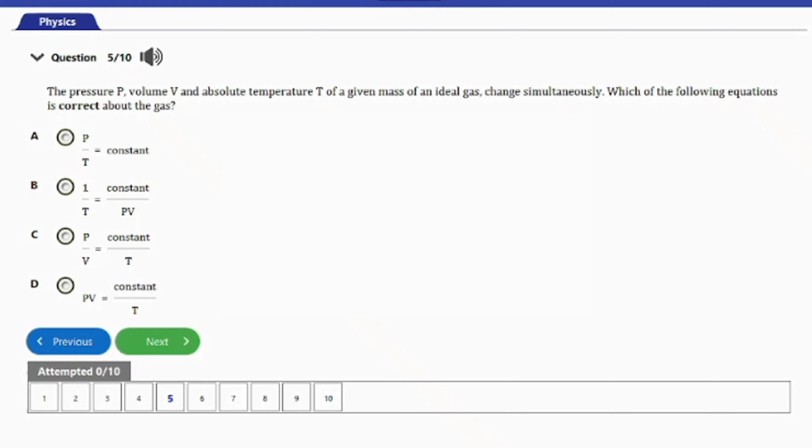It says, the pressure P, volume V, and absolute temperature T of a given mass of an ideal gas change simultaneously. Which of the following equations is correct about the gas? We have A, P over T is equal to constant. B, 1 over T is equal to constant over PV. C, P over V is equal to constant over T. And then D, PV is equal to constant over T.